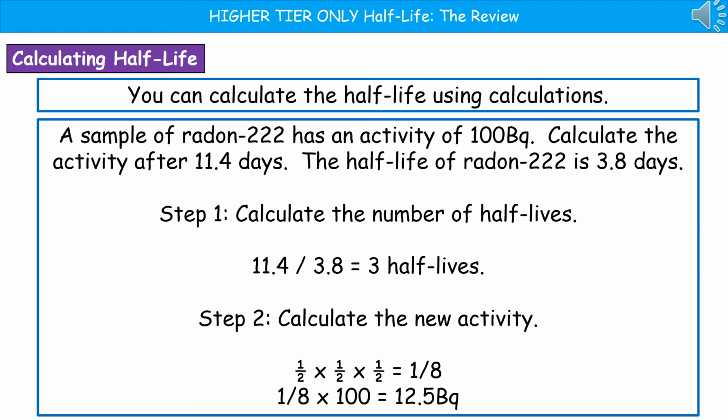The second way you can calculate half-life is by using calculations. So if we have a sample of radon-222 with an activity of 100 becquerels, calculate the activity after 11.4 days. The half-life of radon-222 is 3.8 days. First thing, calculate the number of half-lives. So 11.4 divided by 3.8 tells us it's 3, and then we calculate the new activity. We know each half-life reduces by half, so half times a half times a half gives us 1/8. 1/8 times 100, 12.5 is our answer.